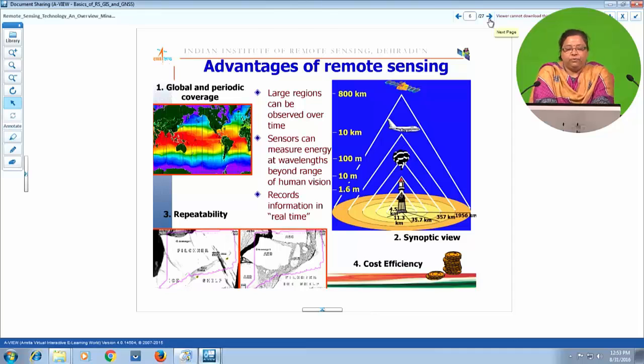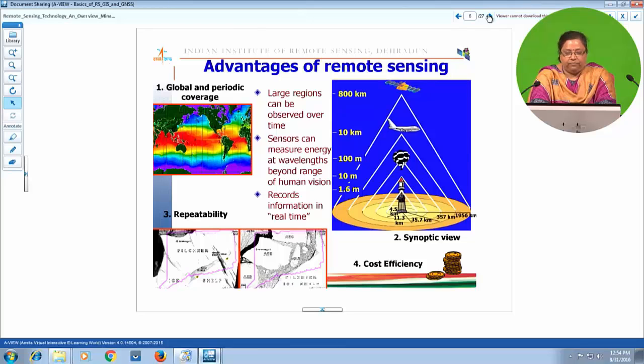Now, why are we going into remote sensing? The advantage of remote sensing is that large regions can be observed over time. If we stand on the ground, we have a limited field of view. As we go higher and higher, we have a synoptic view of the area. So large regions can be observed. We can have global and periodic coverage of the Earth's surface, repeated coverage. Sensors can measure energy at wavelengths beyond the range of human vision, and the information is recorded in real time. The process is repeatable and more cost effective than manual methods of data collection.